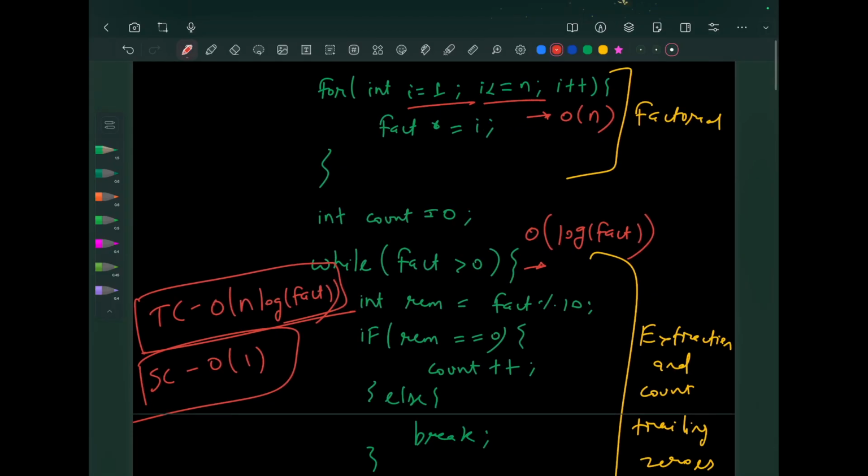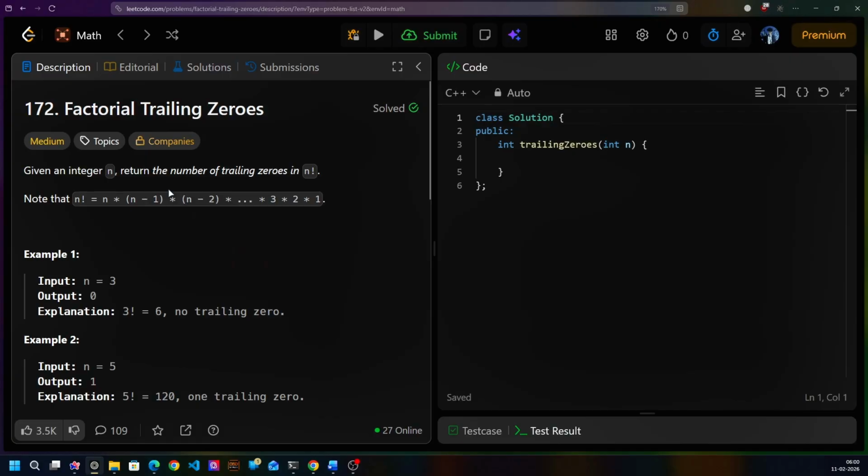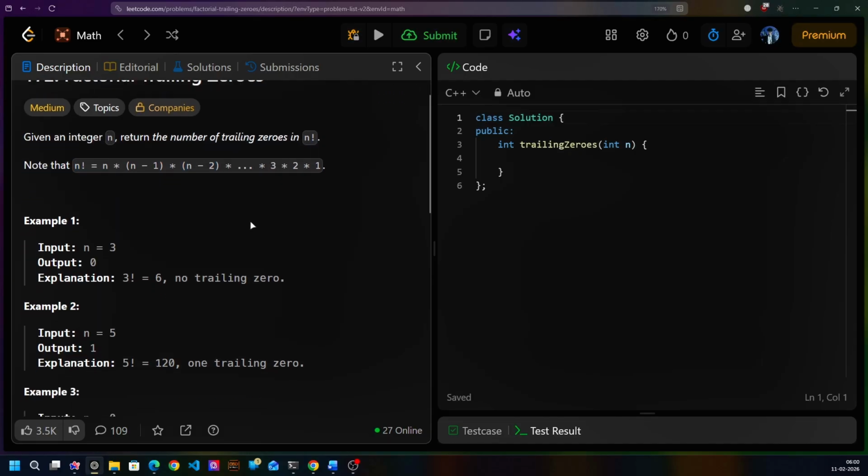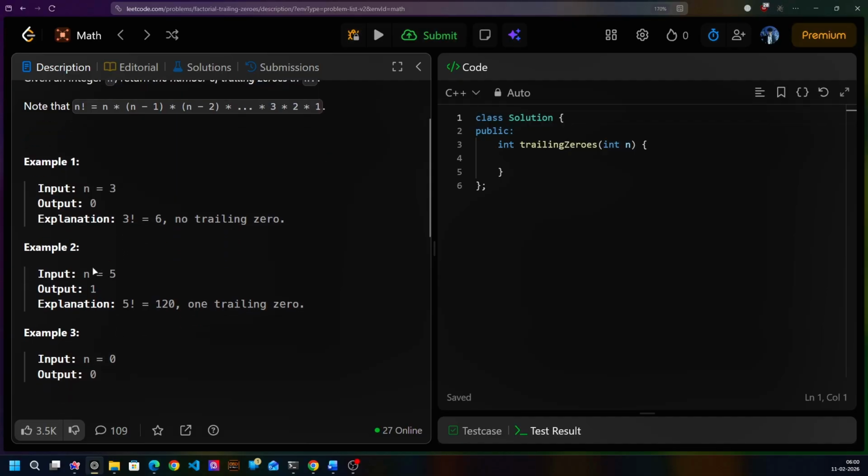So now let's run this program and see whether it is working or not. So this is our problem, you are given an integer and you have to return the number of trailing zeros. So for 3 you have 0, and for n equals 5 you have 1 zero, right? For 0 you have 0. So let's handle our 0 case here itself. Okay, because if you try to extract or find a factorial, you won't get anything. So we need to solve for n equals 0 also.